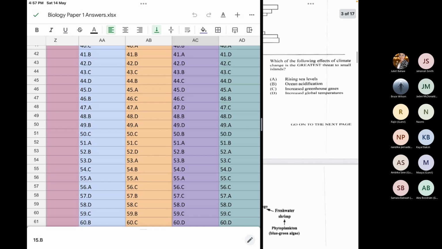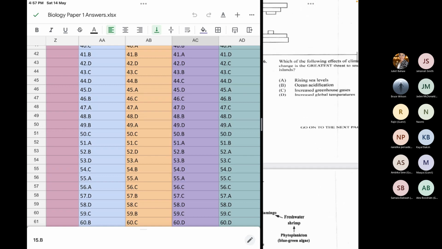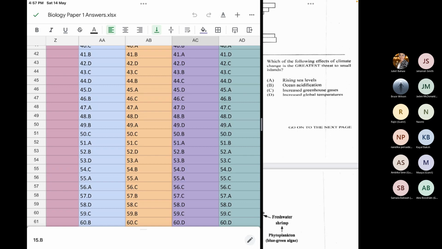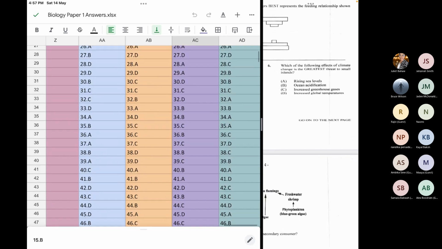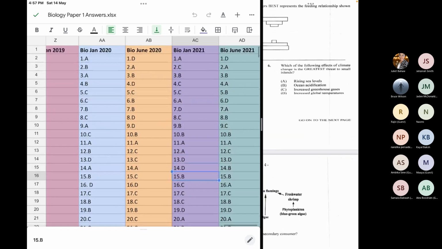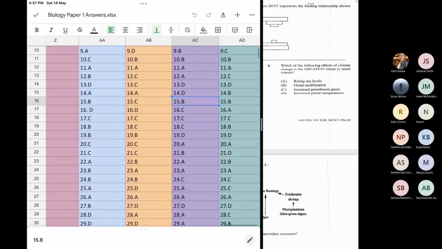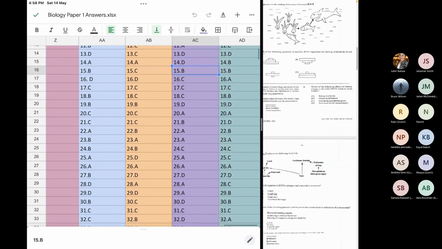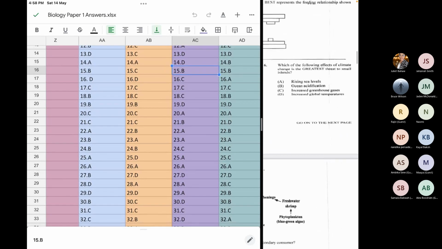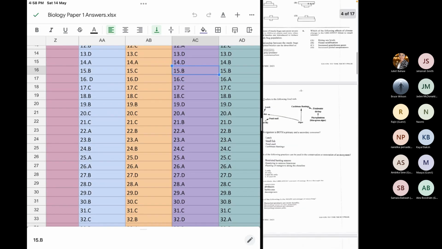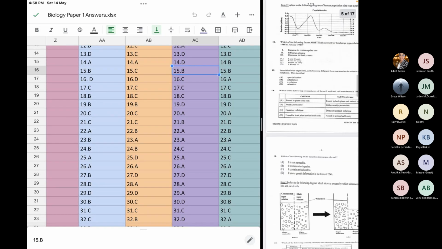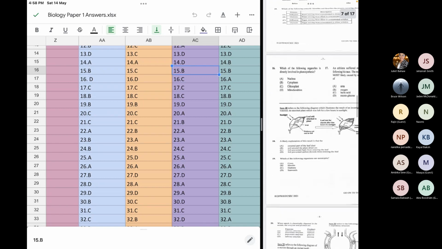You will notice this one is a repeat, but it changed the options. Number 6. Which of the following effects of climate change is the greatest threat to small islands? Number 6 was A, rising sea levels. So the previous question had rise in ocean temperature. Some people, when they see ocean, they circle that one. So you just have to be careful.